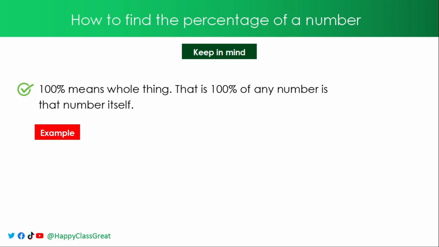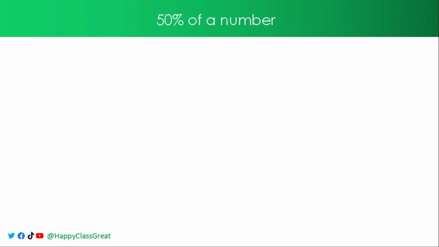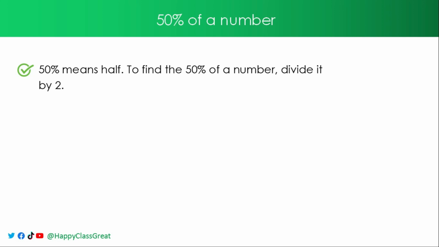You understand? So this is an example now. 100% of 8 is 8, and 100% of 100 naira is 100 naira. Then 100% of 4 boys is also 4 boys. Now how do you find 50% of a number? Keep in mind that 50% means half. If you have 100 naira with you, and someone says you should give him 50% of the 100 naira, that means the person is telling you to give him half of it. That means 50% means half. So to find 50% of a number, you just divide the number by 2.